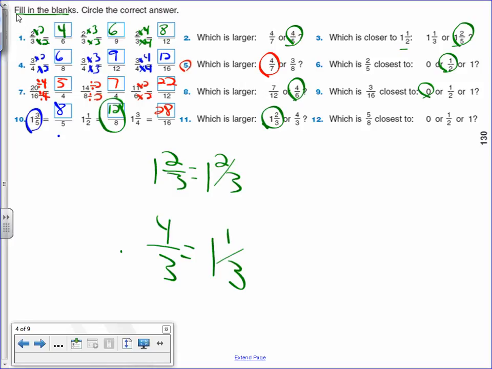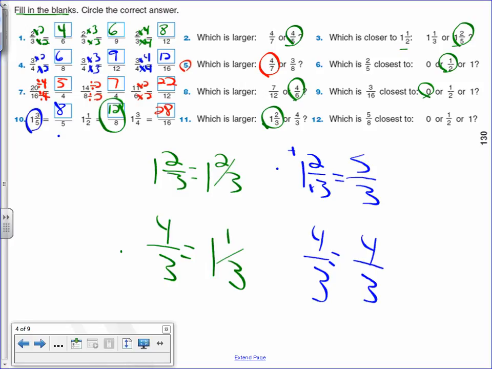You could have done that a different way. I'll show you the other way you could have done it. 1 2/3 and we have 4/3. I'm going to change this one to an improper fraction. 3 times 1 plus 2. 3 times 1 is 3, plus 2 is 5. 5/3 is larger than 4/3. 1 and 2/3 is still larger.